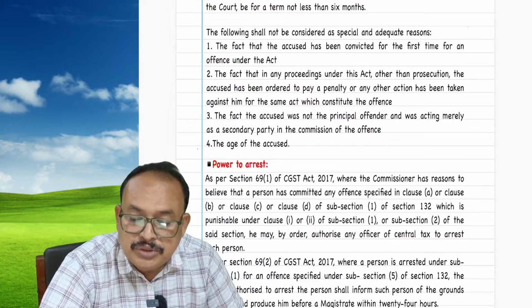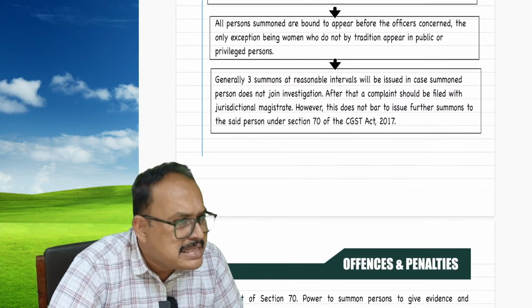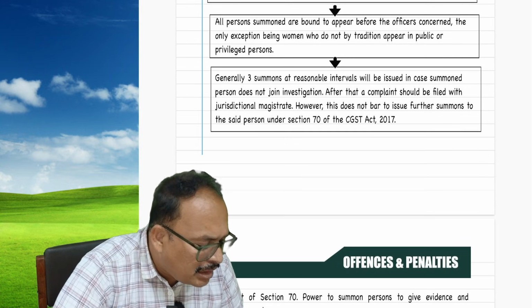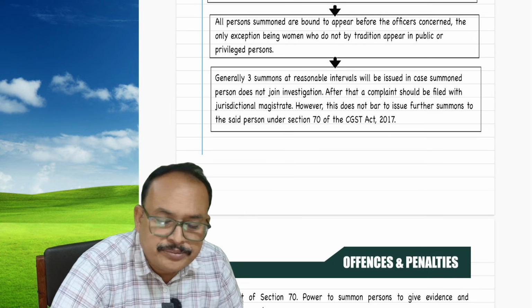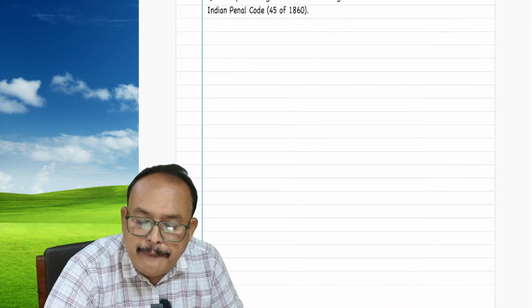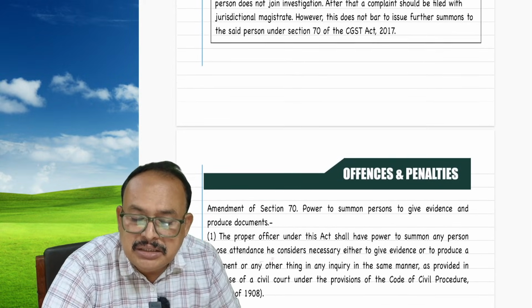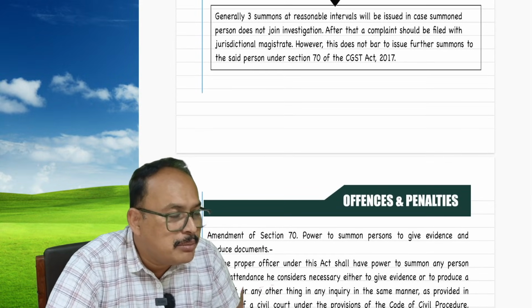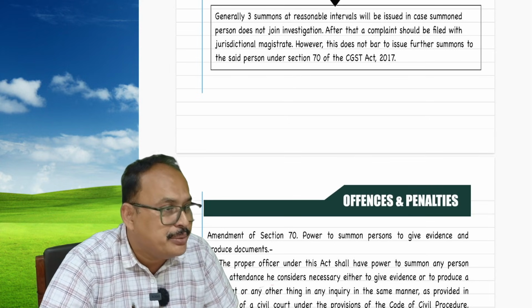Thereafter, the power to arrest is with the commissioner only. Section 69, arresting power is with whom? Commissioner of Central Tax. Section 70 is nothing but the power to issue summons. The person who receives the summons should come present physically by himself or his representative, as the case may be.